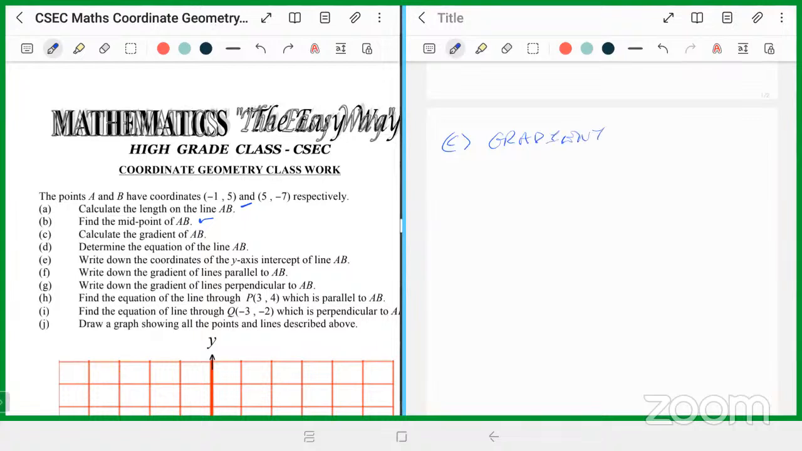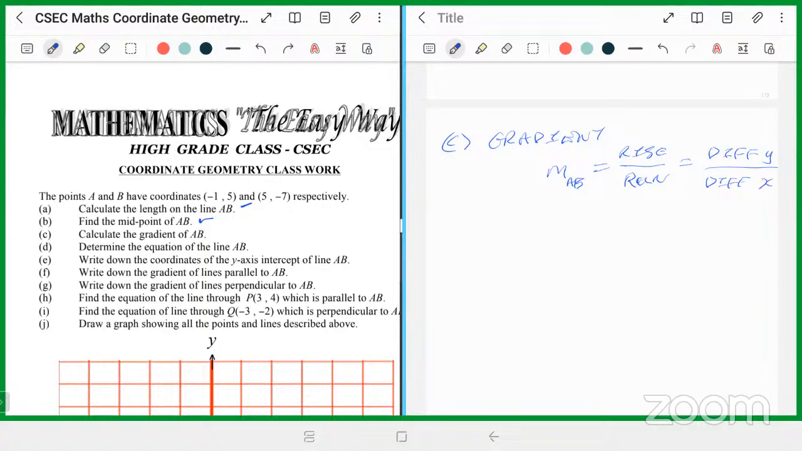The symbol for gradient is a common M. And because it is the line AB, I'm going to put a subscript AB on it. This means the gradient of the line AB is equal to rise over run between the 2 points. The rise is the difference in the y values, I'm going to write diff y, over the run, which is the difference in the x values between the 2 points, diff x.